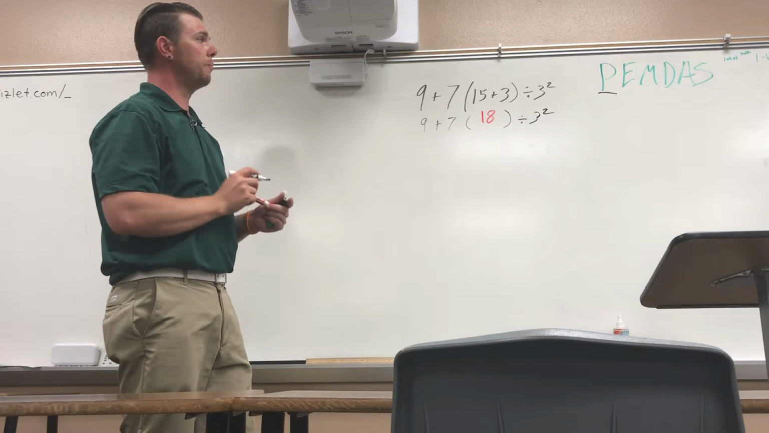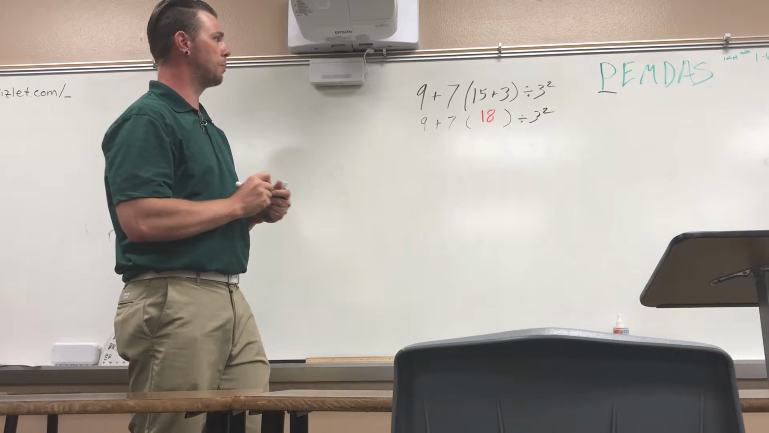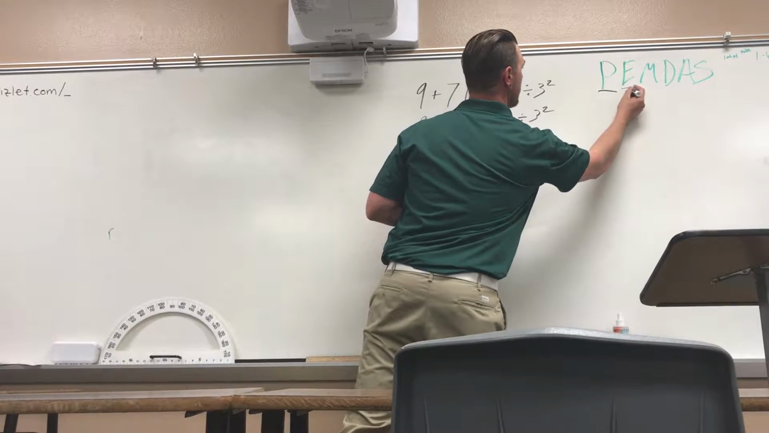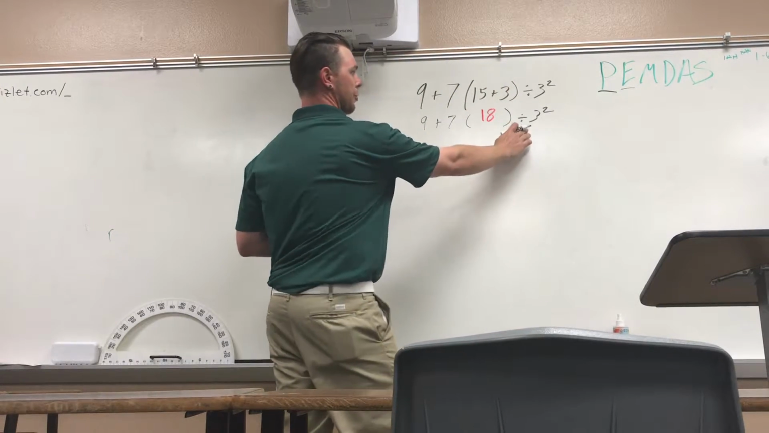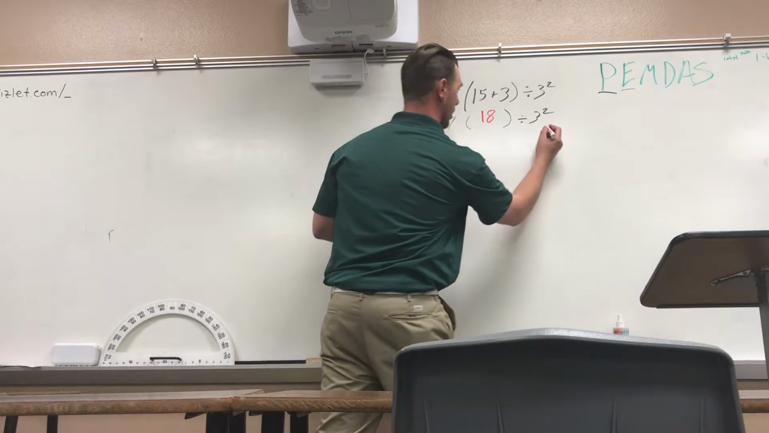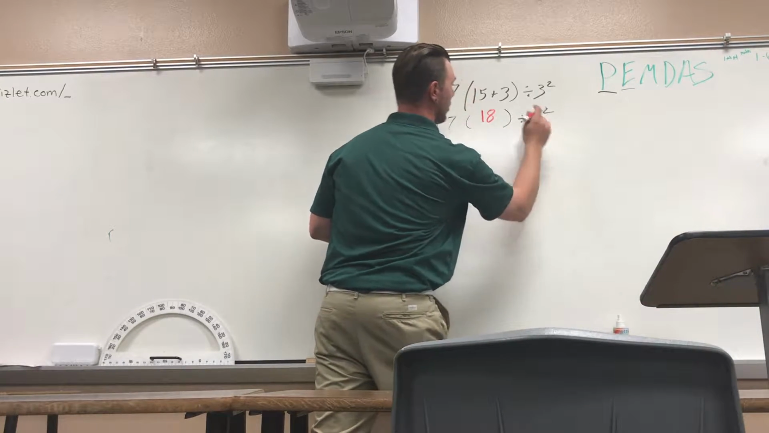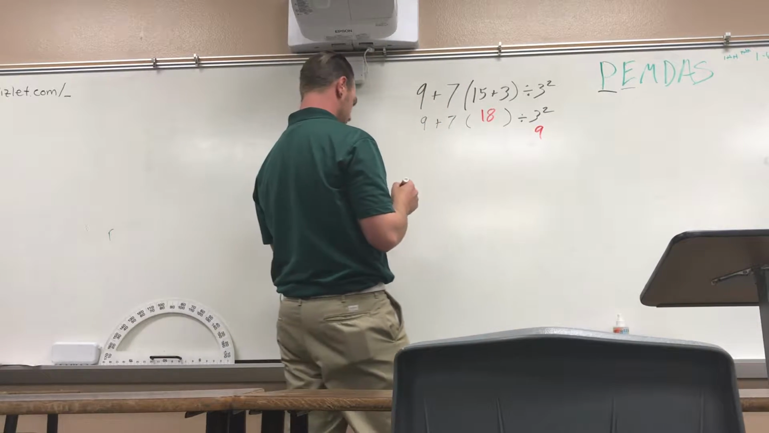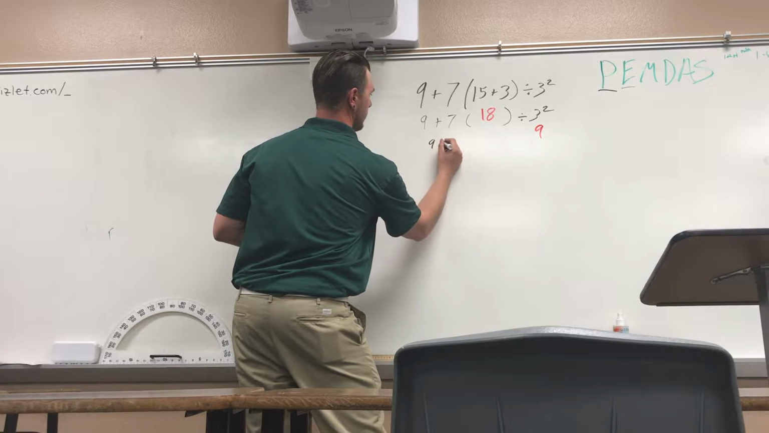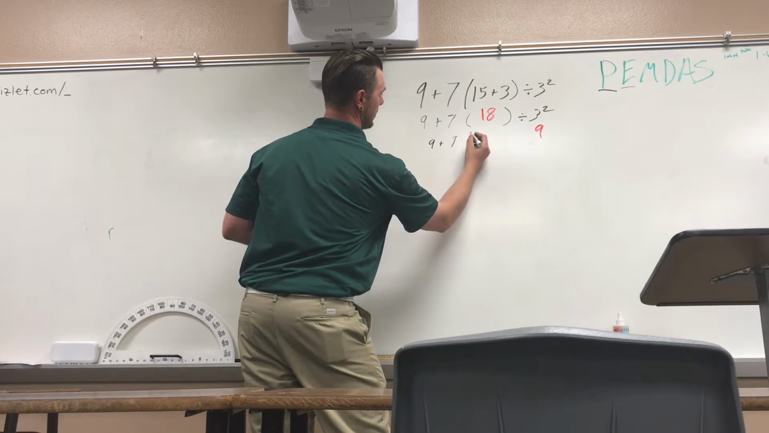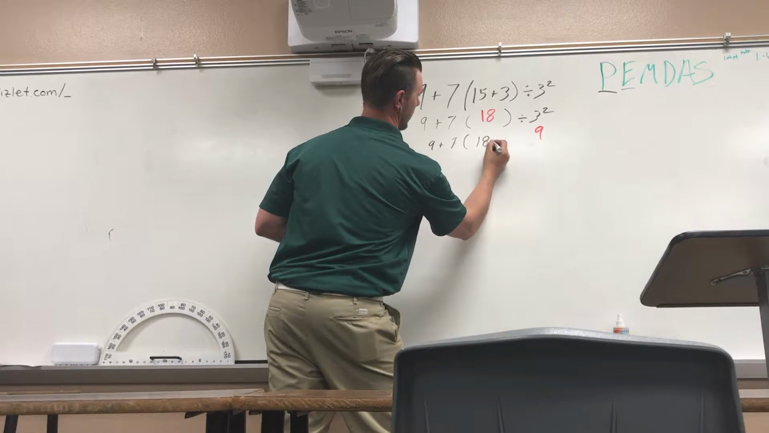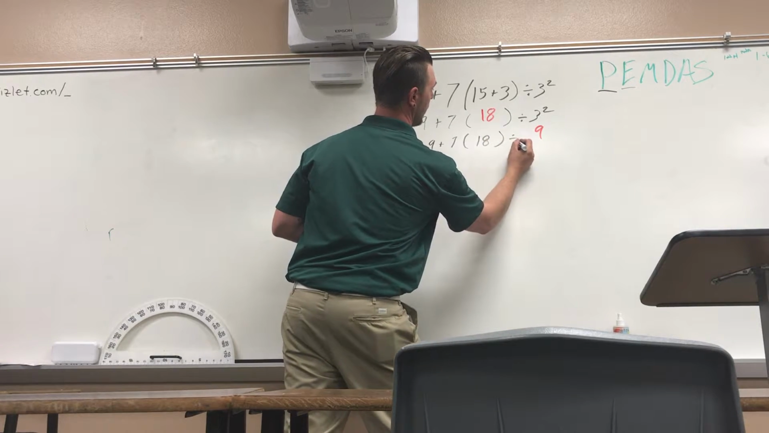So what's next up on PEMDAS? It's exponents. So next we're going to see what we got under exponents. And we got 3 squared. So we're going to solve that. And that's 9. 3 times 3 is 9. So now we got 9 plus 7 times (18) divided by 9.